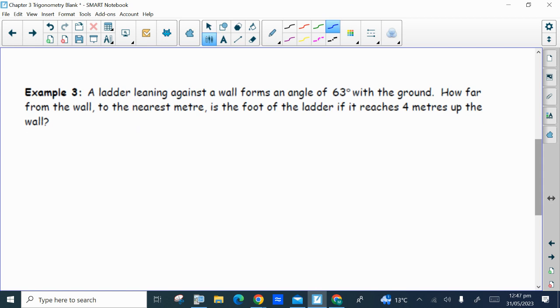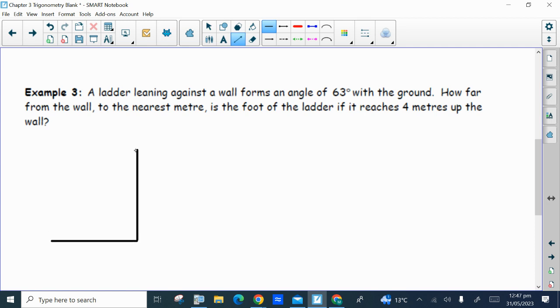So sometimes you're going to have to draw your triangle, but we're always going to start with the right triangle because if you don't have a right triangle, you can't use the trig ratios. So in this case, a ladder is leaning against a wall, and it forms an angle of 63 degrees with the ground. So that's the angle between the ladder and the ground, which has to be at the bottom.